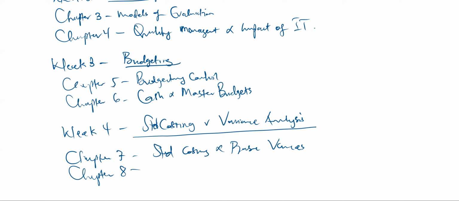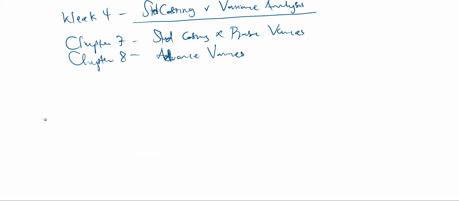Then we are going into chapter 8, where we are going to do advanced variance analysis, right? Like material mix and yield, labor efficiency, capacity, and then activity ratios. Then we'll do sales mix and sales quantity variances. And if possible, we are going to look at some other impacts of advanced variance analysis, right? So that's the 4th week.